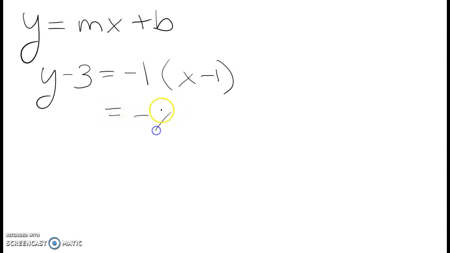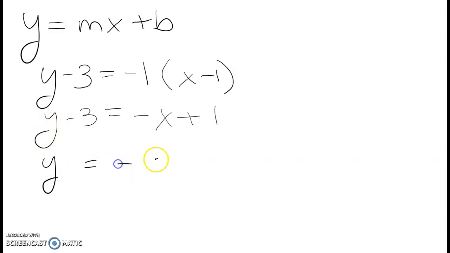And it only takes 2 steps. So the first step is to distribute your slope. And the next step for us is going to be to add that 3 to the other side. So now we're at y equals negative x plus 4 as our slope-intercept form.